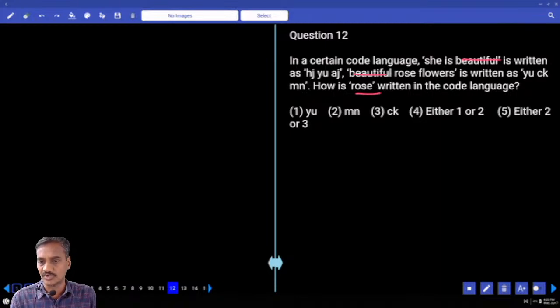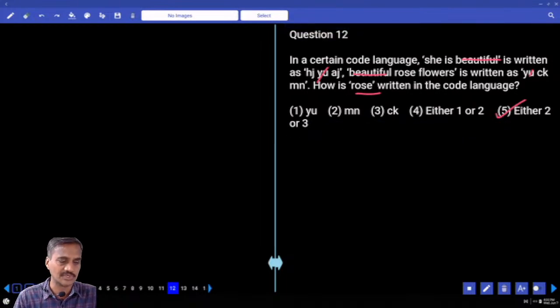And in the next one, rose flowers, and C is beautiful, and beautiful rose flowers. Then how is rose written as? What is the code to the word rose here? Now what is the term that is common? YU is common, and H and MN or CK. MN or CK, either 2 or 3, choice by question number 12.